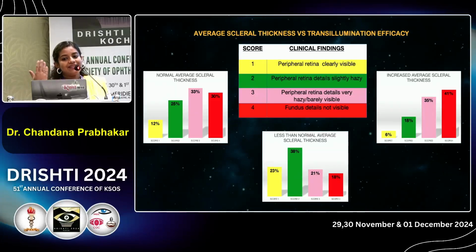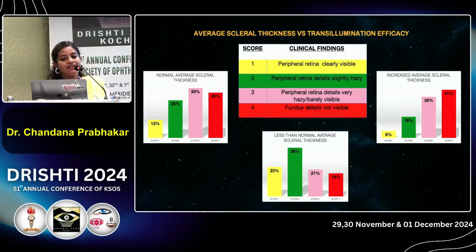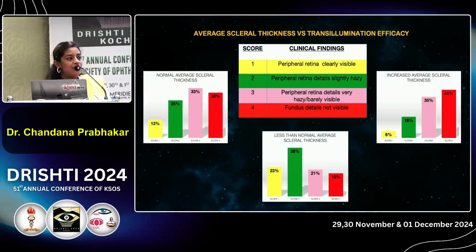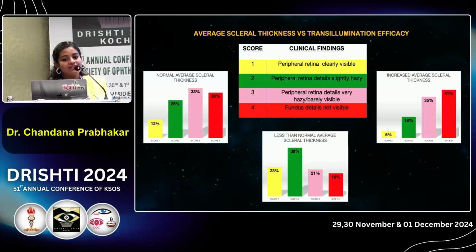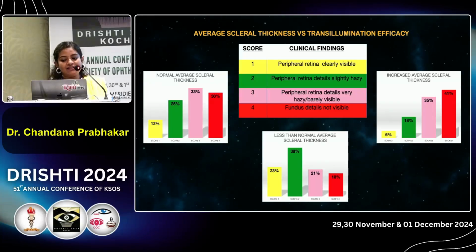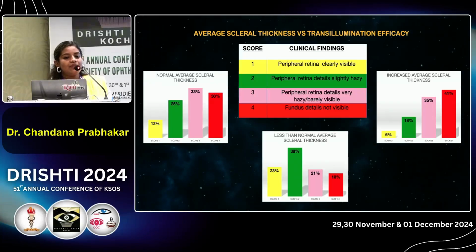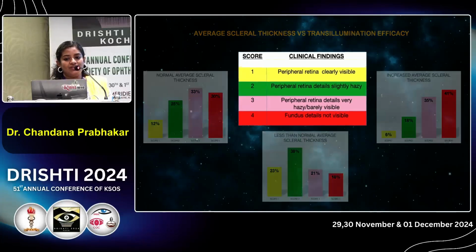When the scleral thickness increases, the increased average scleral thickness will lead to the fundus detail not being seen clearly. And if it is less than normal average scleral thickness, the fundus details are more easily visible. The score will shift more in the 1 and 2 range.